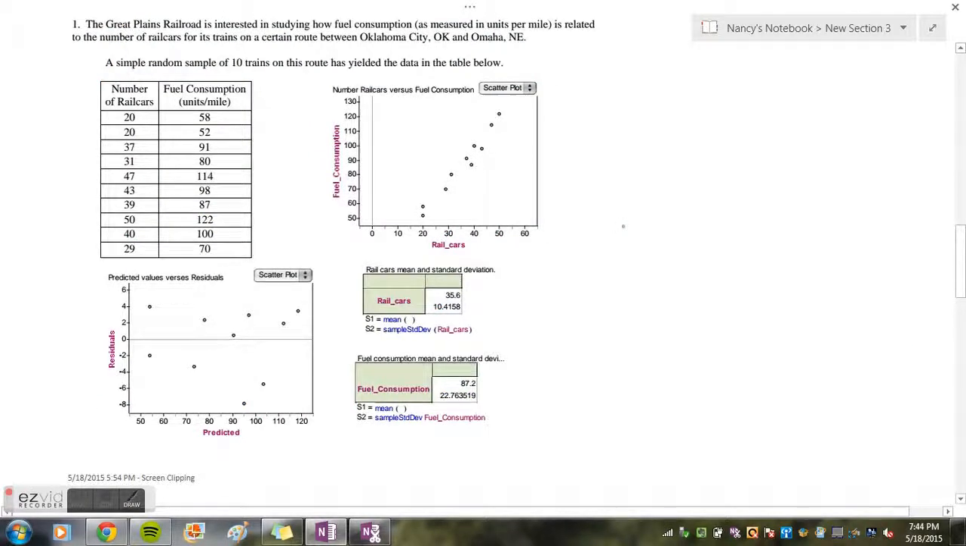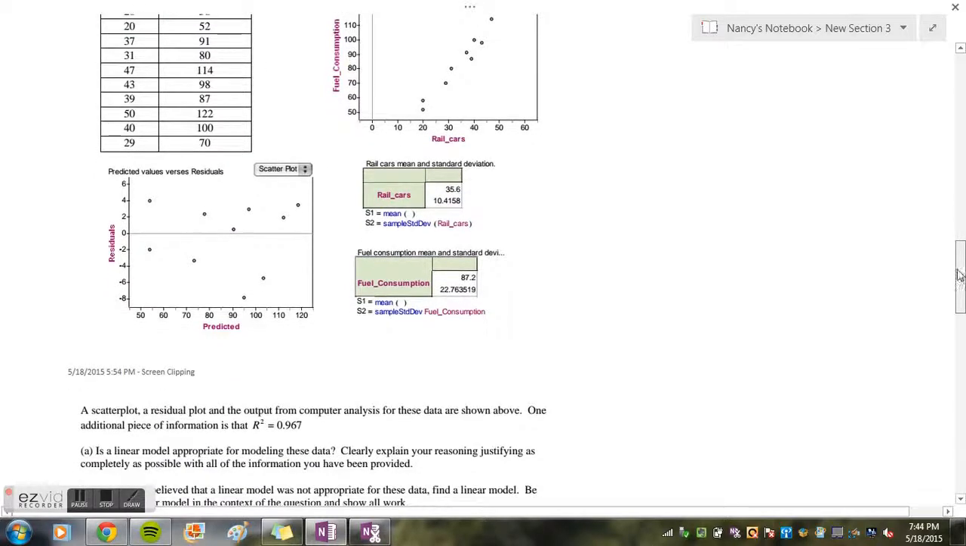Okay, so example number 2. The Great Plains Railroad is interested in studying how fuel consumption is related to the number of rail cars for its trains on a certain route between Oklahoma City and Omaha. So we have our x and y values, which are the number of rail cars and fuel consumption respectively.